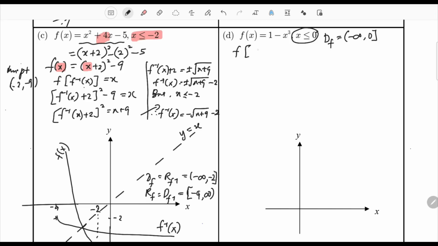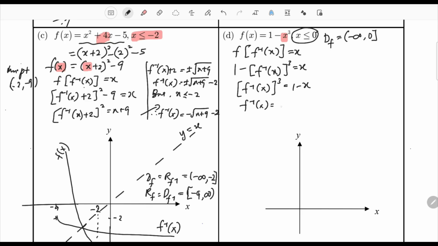So f of f inverse of x equal to x. So let's substitute into the function. So 1 minus f inverse of x cubed equal to x. So f inverse of x cubed equal to 1 minus x. So f inverse of x equal to cube root of 1 minus x. Okay, let's sketch.